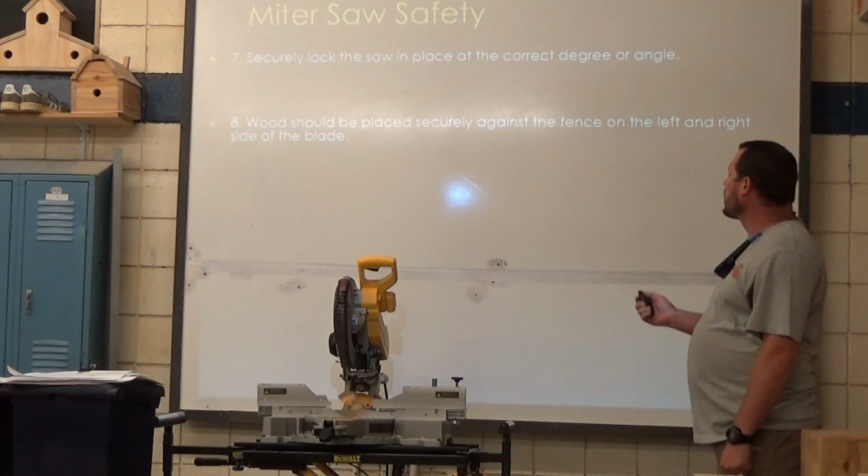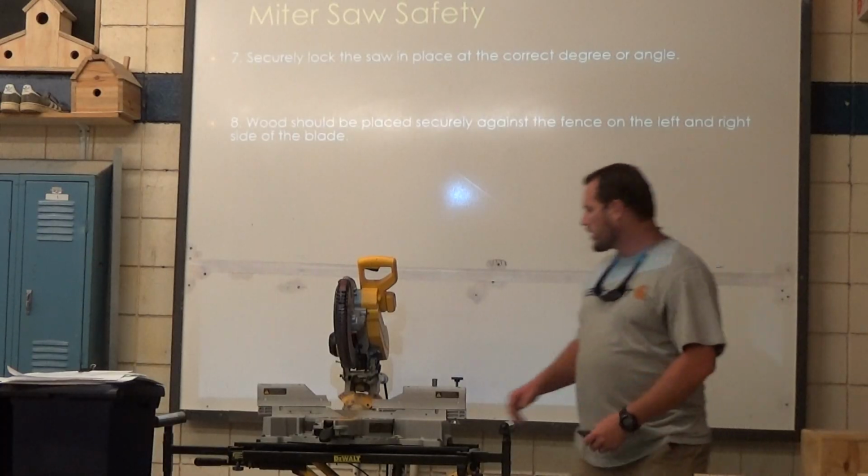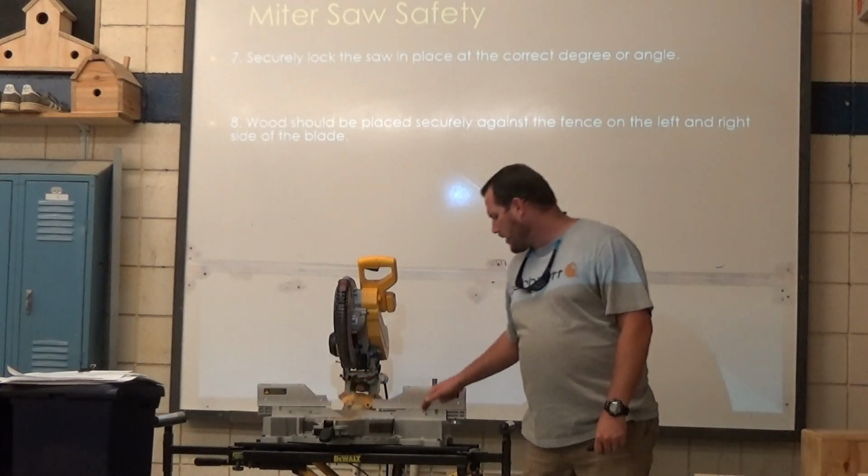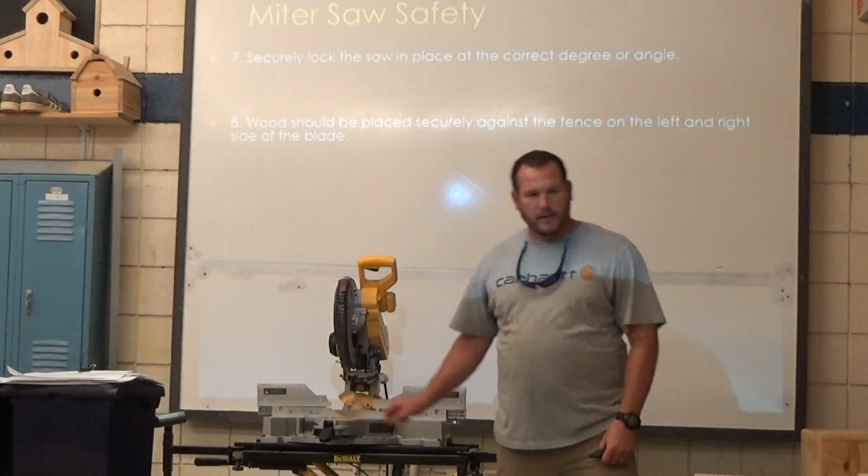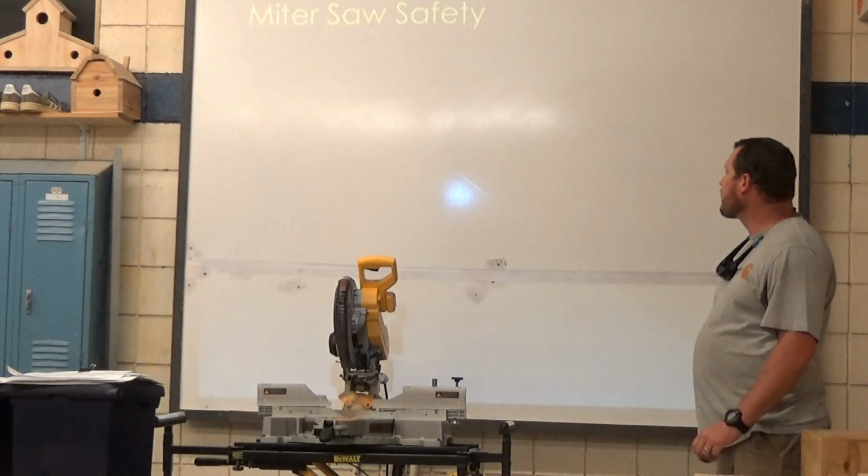Wood should be placed securely against the fence on the left and right side of the blade. So just making sure your wood is touching here, wood is touching over here. You don't have a big gap back here. All right, against the fence.